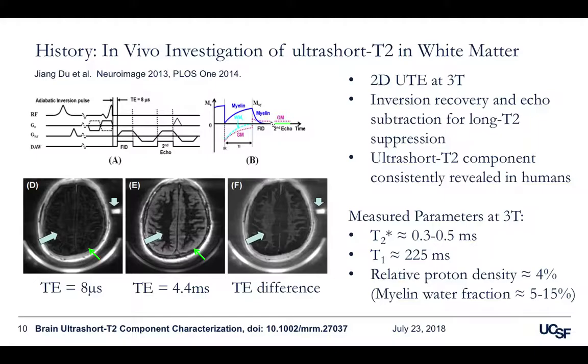They also measured this in humans to be T2* around 300 to 500 microseconds, T1 to be relatively short as well, 225 milliseconds, and the relative proton density to be about 4%, which is a little less than typical myelin water fractions, but still very imageable.